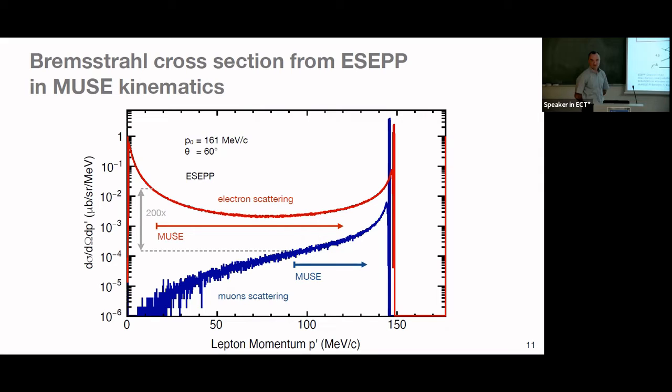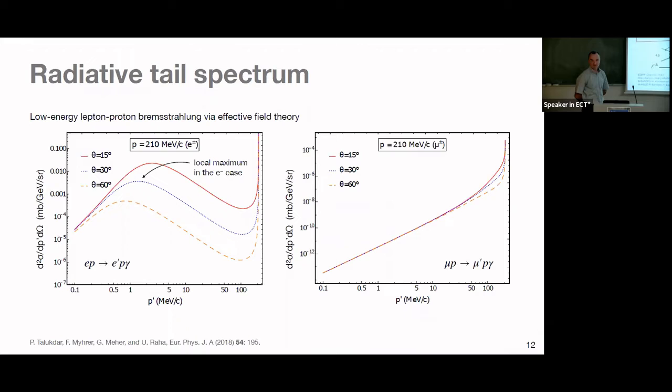I mentioned that if the momentum of the outgoing lepton is approaching 0, the cross section drops down to 0. So we do have a maximum in the radiative tail, and Fred Myhrer's group has looked at that in detail. So I show here the two plots from their publication. You see on the left the result for the electrons. It's a double logarithmic plot, and you see the elastic peak on the far right, and then you see that the momentum distribution for the outgoing lepton does in fact have a local maximum at about a few MeV/c. That's seen very clearly for the electrons. That's not there for the muons.